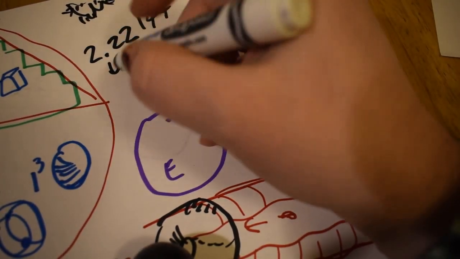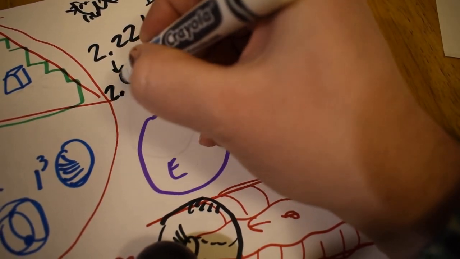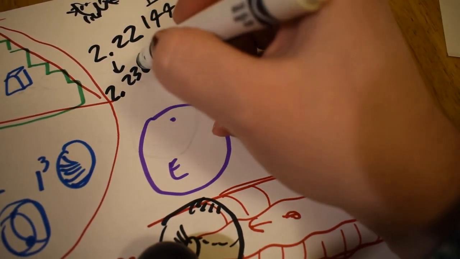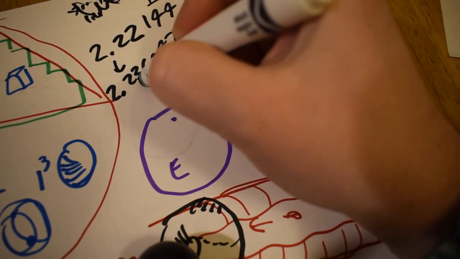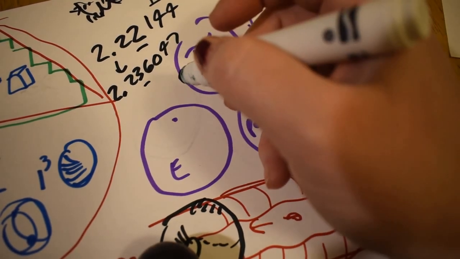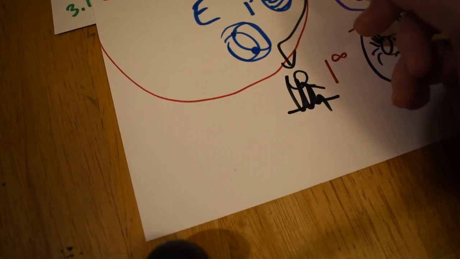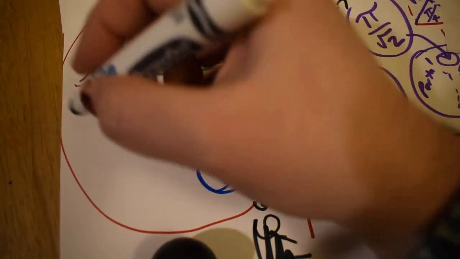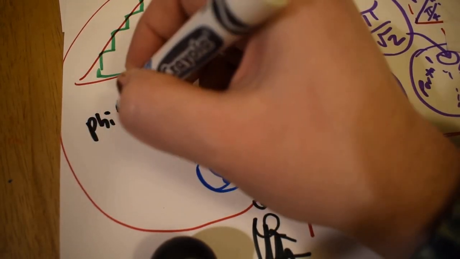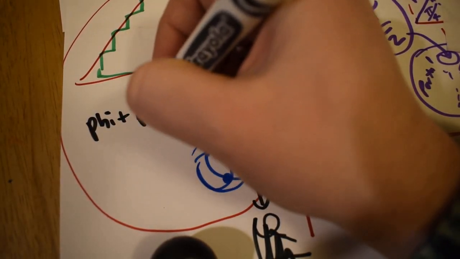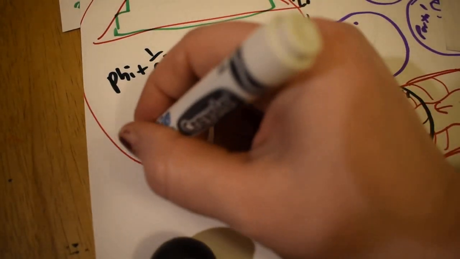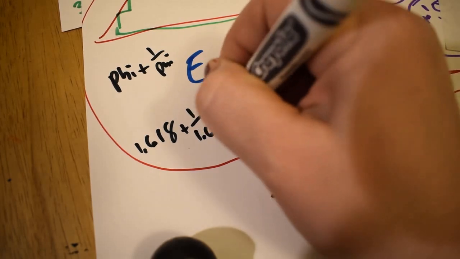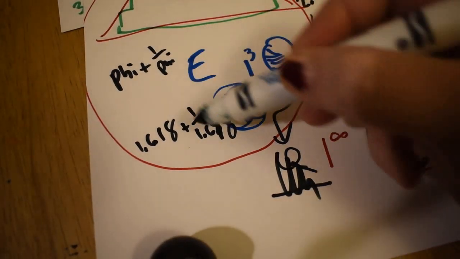Which is actually really close to this other number, 2.236047. We see that we're not off by a lot here, if we're rounding. The 2.236047 is, I'm just going to write it out, phi plus 1 over phi. So it's 1.618 plus 1 over 1.618. That's the golden ratio.